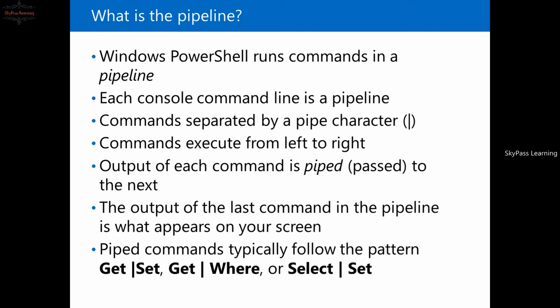For example, I put a Get. Then you can see examples mentioned here. Get then Set: Get-ADUser then set a specific property. Get-ADUser where I can put some constraints or conditions, I will cover it later on. Select-Object, select a specific object and then set a specific property. So this is how it will work.